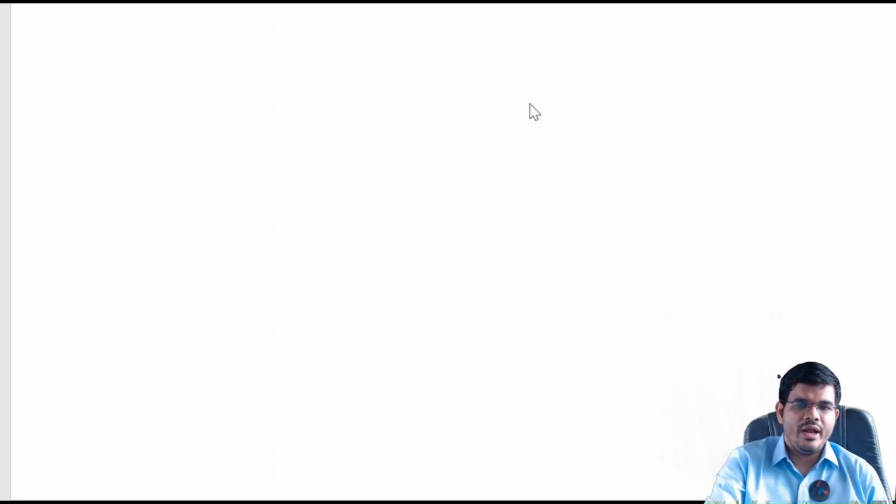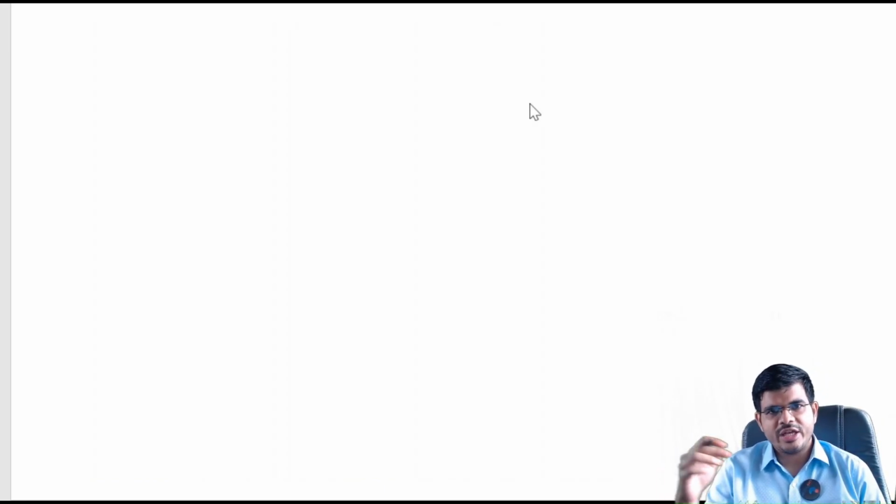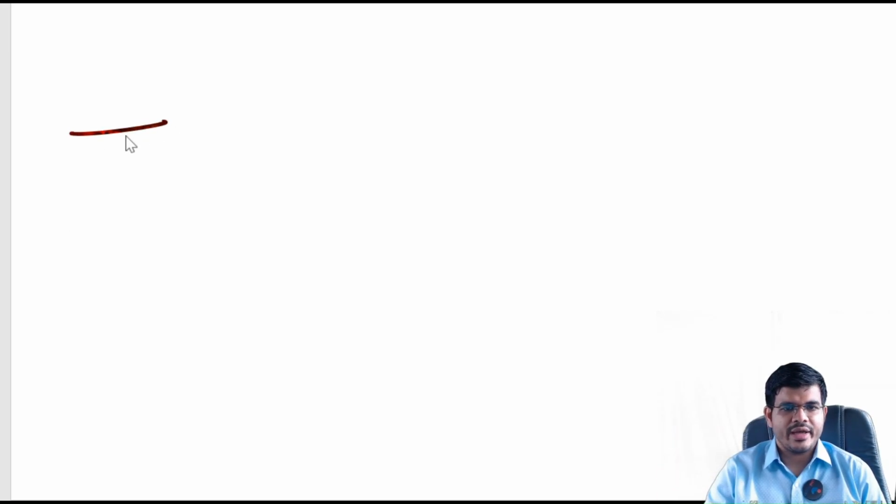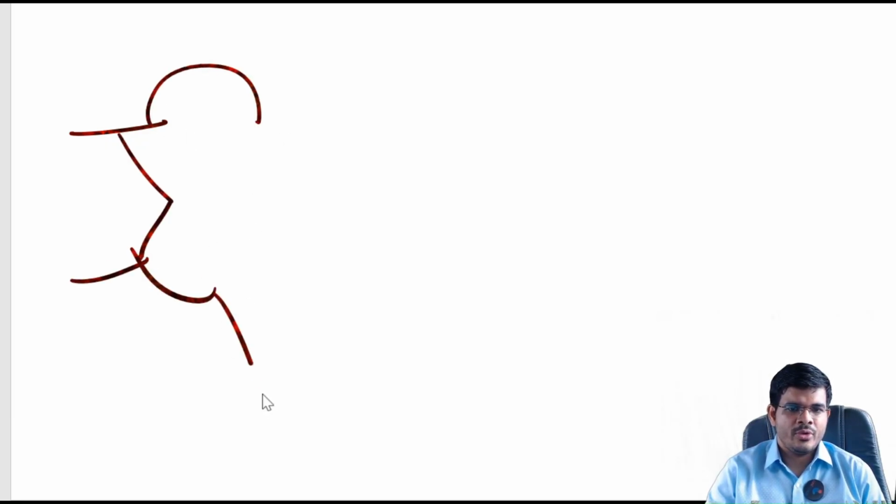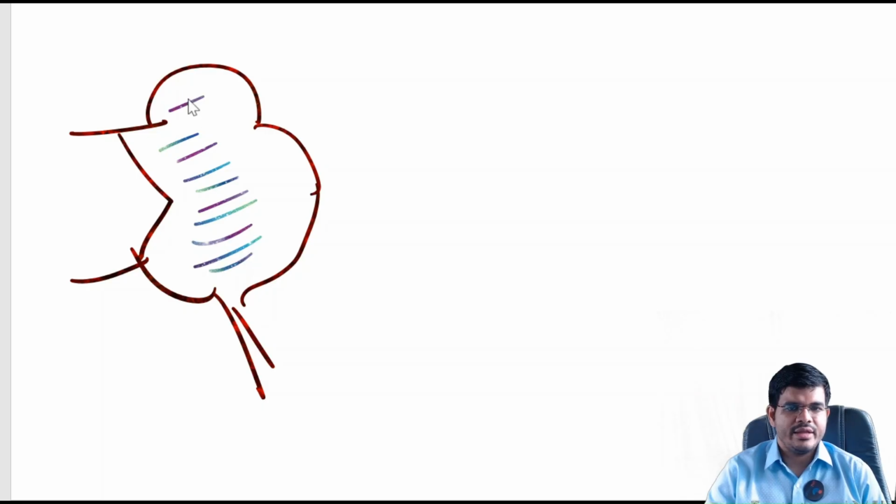Now we learned that due to the negative mid-layer pressure, later on transudation can occur, and that can result in serous otitis media, right? So here you have the eustachian tube. Okay, so when negative mid-layer pressure develops, what happens? There will be fluid here, and that is what is called as otitis media with effusion, right?